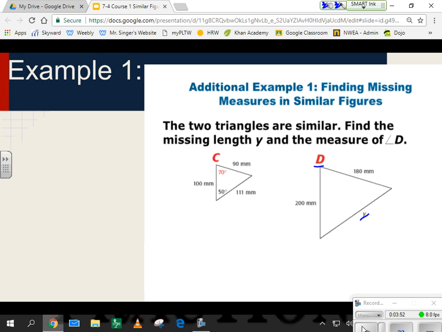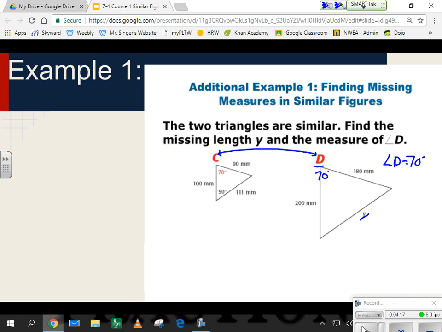Okay, so let's see what corresponding parts we have to work with. Well, the measure of angle D should be pretty easy. C and D are your corresponding angles. And since C is 70, that would mean D is also 70. So angle D equals 70 degrees. So that one's an easy one.